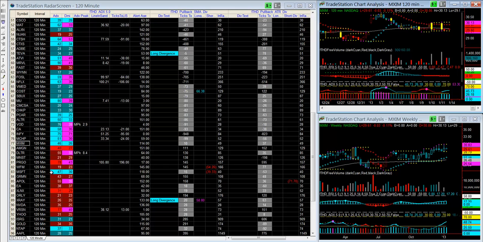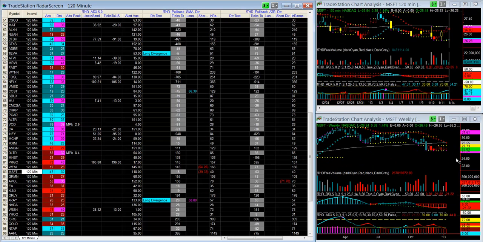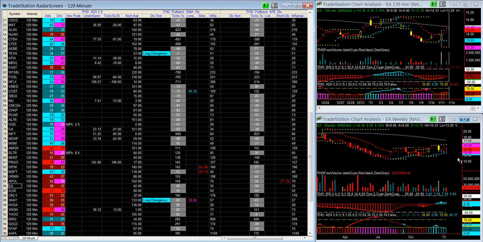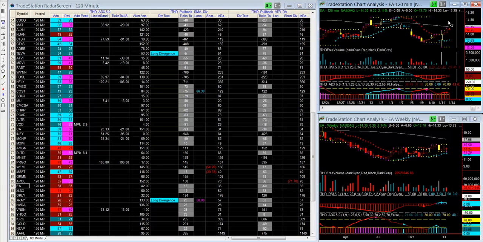And the next one will be Microsoft, MSFT. Again, this one you will be going against your weekly. That's not a good idea at all. The next one is EA. And again, you can see this is at the ATR over on the weekly chart. You can see you've had divergence on the seller side. So if this were to close above the SMA, I would probably be interested in that one.